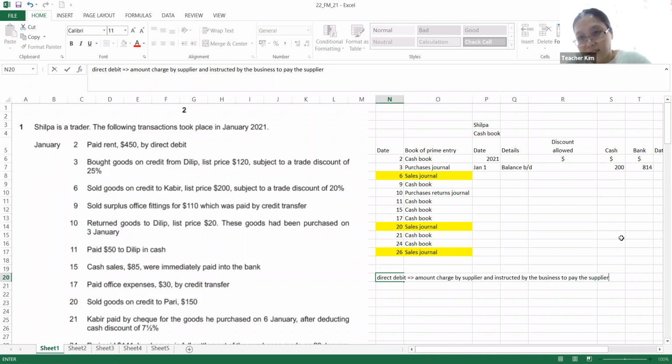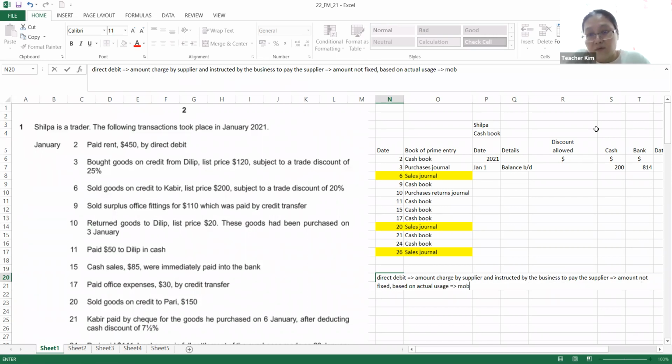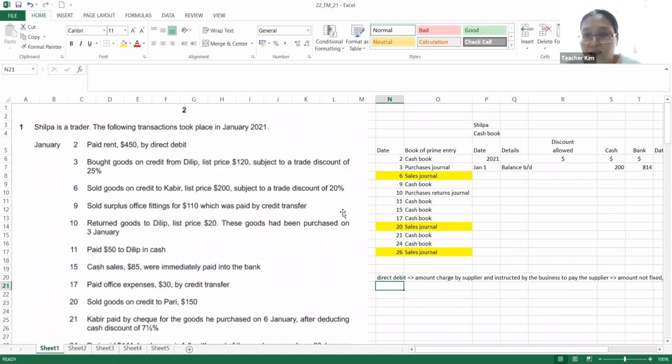Okay, and this amount normally is not fixed. Normally it is based on actual usage. This type of transaction, direct debit, is suitable for the mobile phone bill. Okay, this is very common nowadays. Mobile phone bill, we use the direct debit, or sometimes whatever bill, like TMB bill, you can also use it.